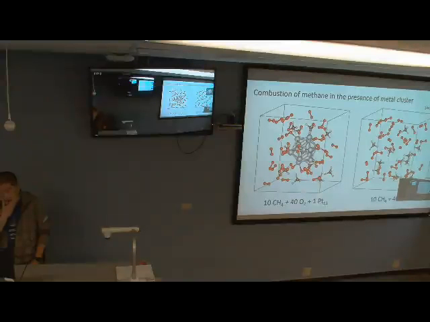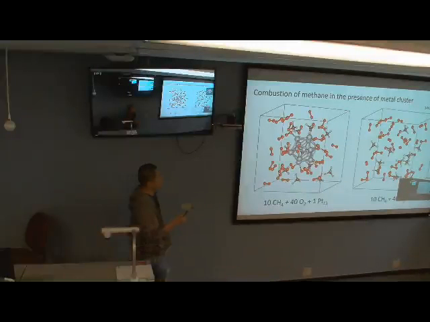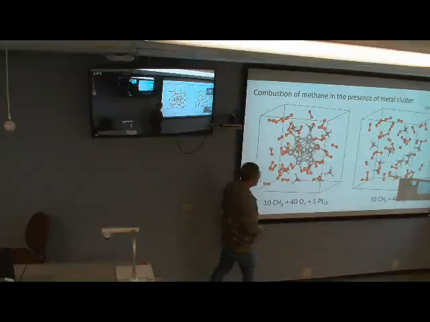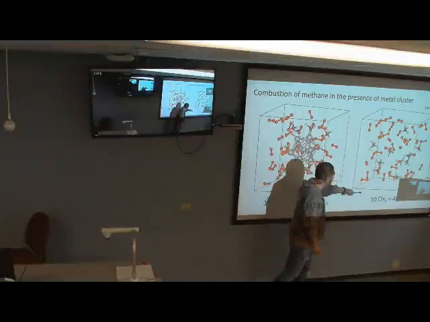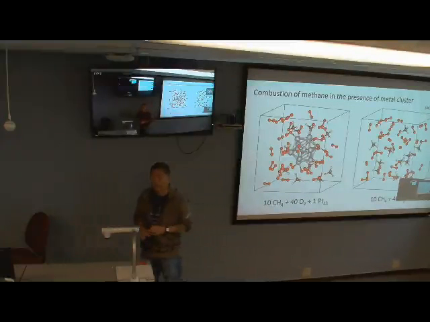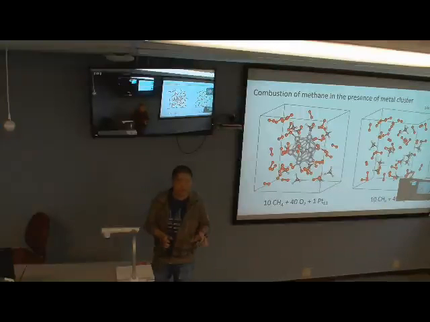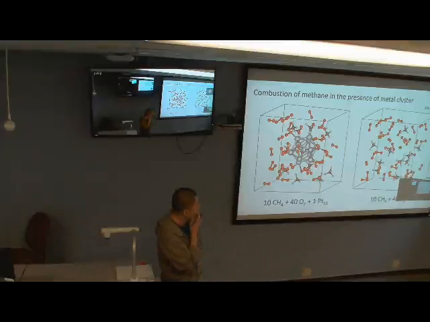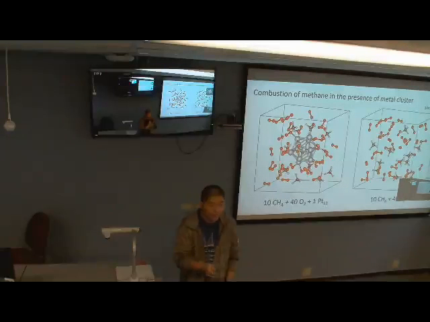So here are some calculations I'm going to do. I will test the methane combustion in the presence of metal clusters. This is my model, and this is just a reference point without a metal cluster. Just thermal. I just want to compare how the activation energy changes. So will the pressure between the two make a big difference? I'm not sure about that.